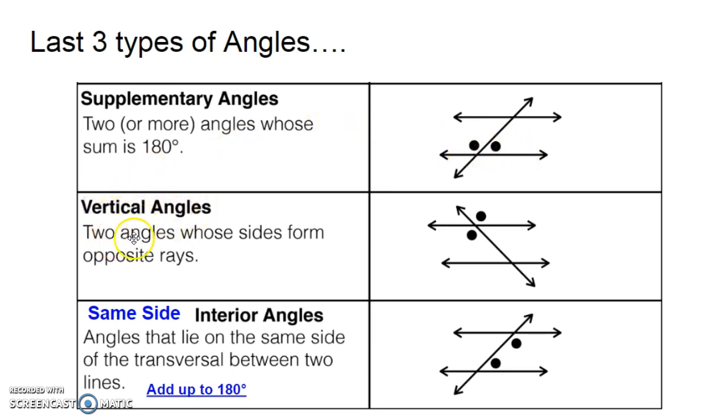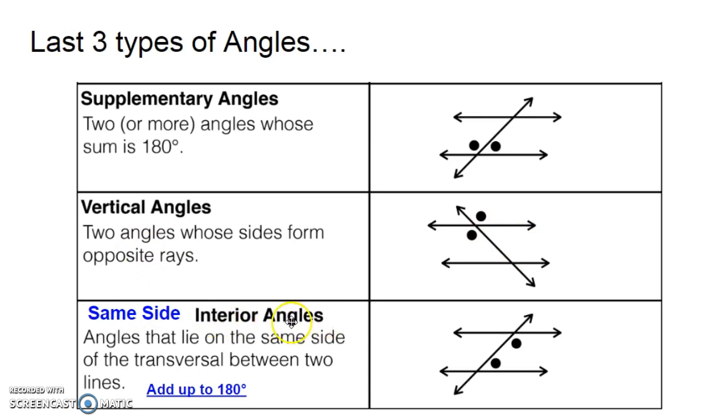Vertical angles are two angles whose sides form opposite rays. These are right across from each other, okay? These are vertical angles. They are the same. If this one is 120 degrees, this is 120 degrees. Same thing with right here. If this one was 60 degrees, this one here would be 60 degrees.